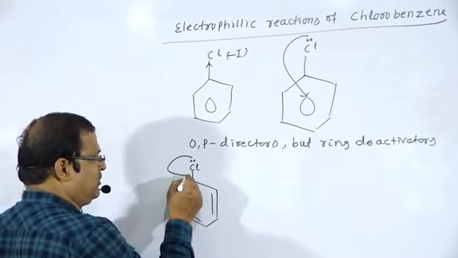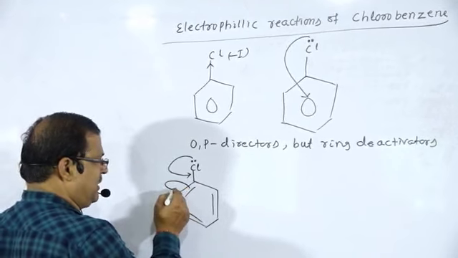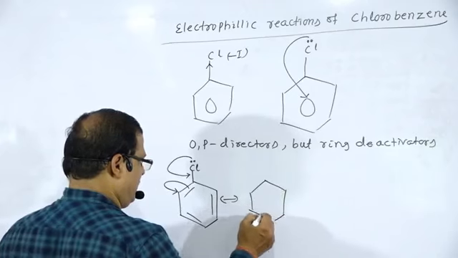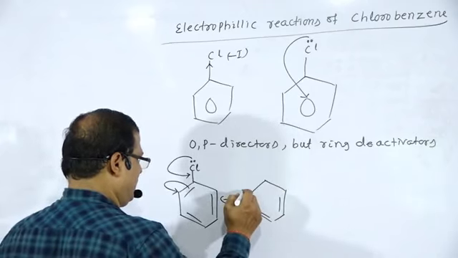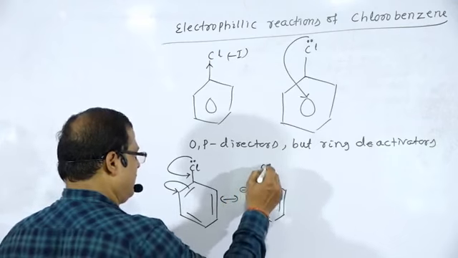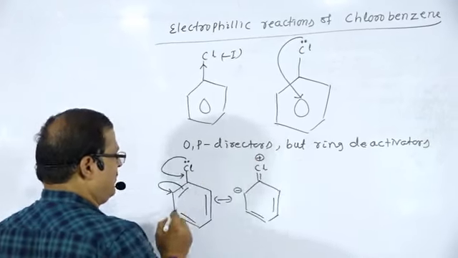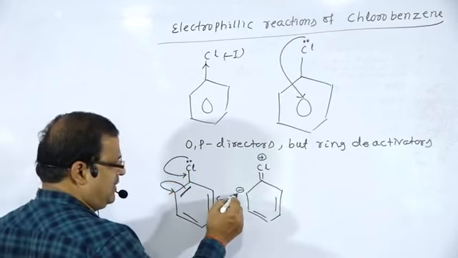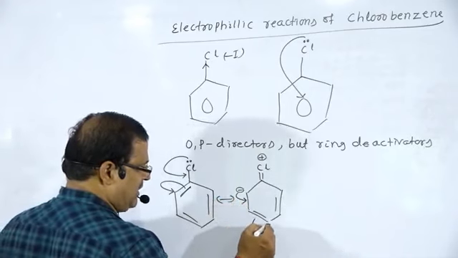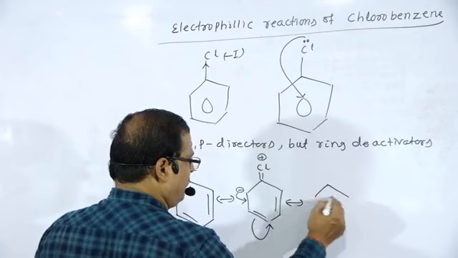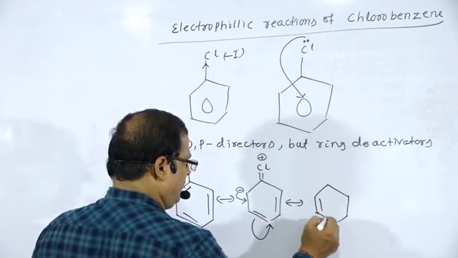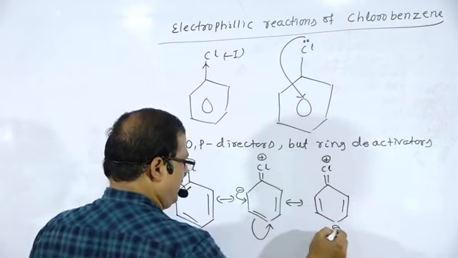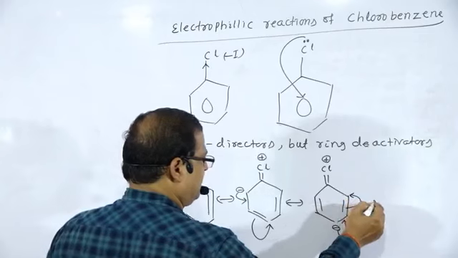The lone pair of electrons is shifted to form a bond, and the double bond is shifted to the next atom. The negative charge is shifted, and the bond is shifted to the next atom.